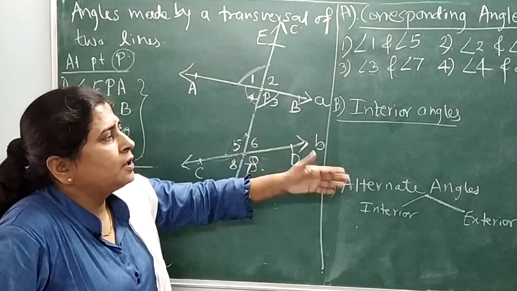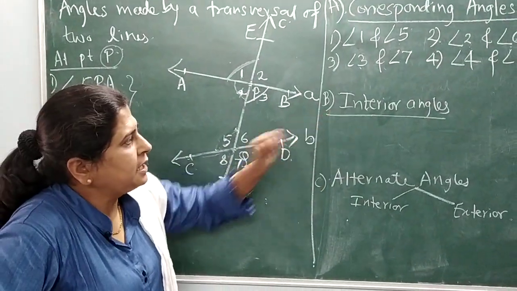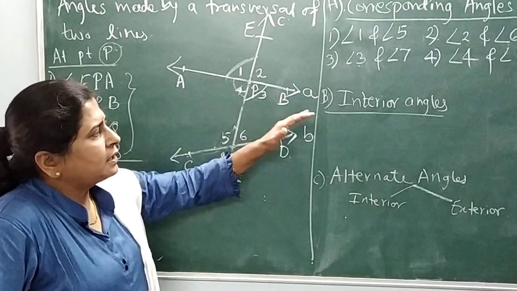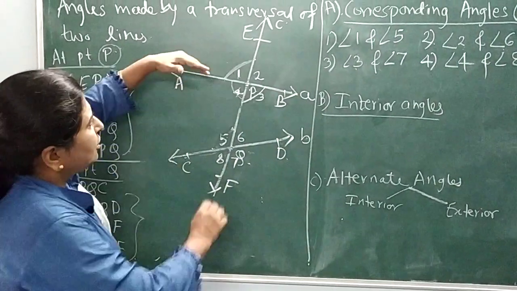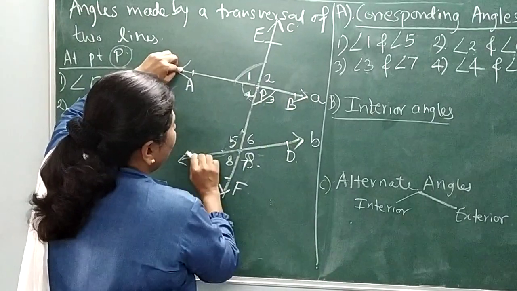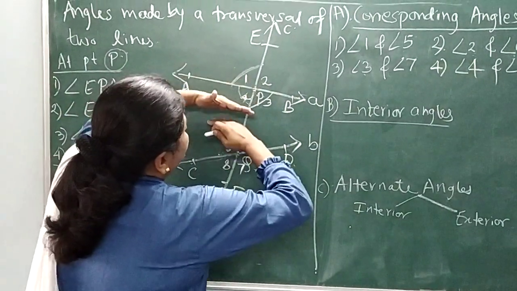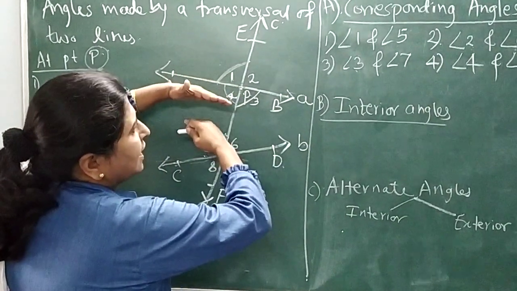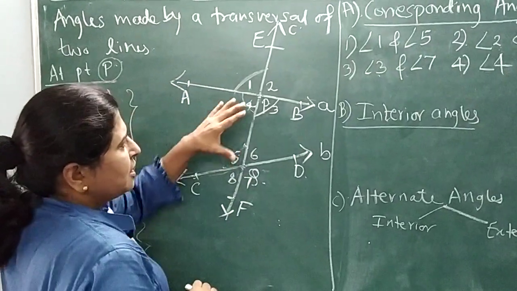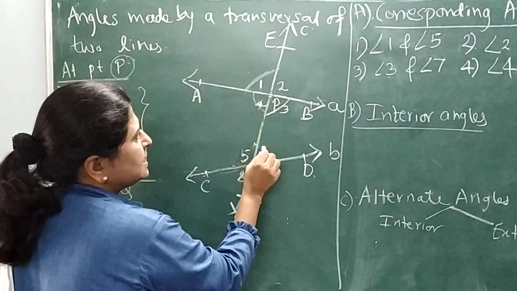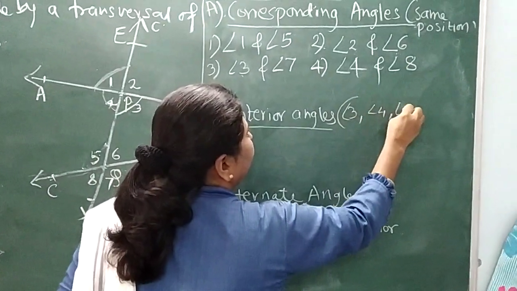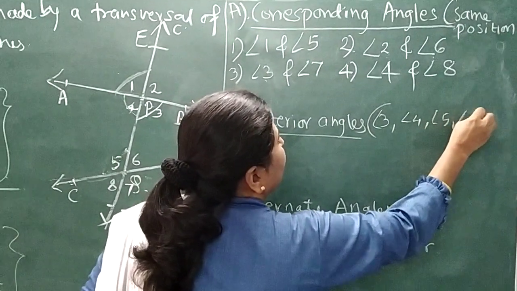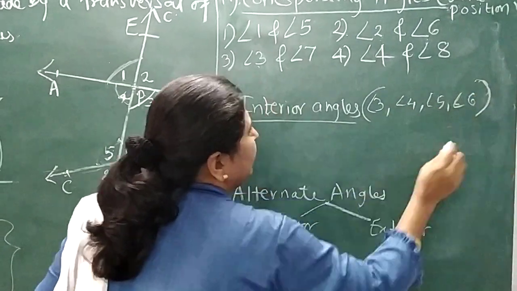Now let's come to the next type of pair, interior angles. For that you have to understand what interior angles mean. Now these are the two lines. The angles which come between these two lines are called interior angles. So angles 3, 4, 5 and 6, first of all, these are all interior angles.